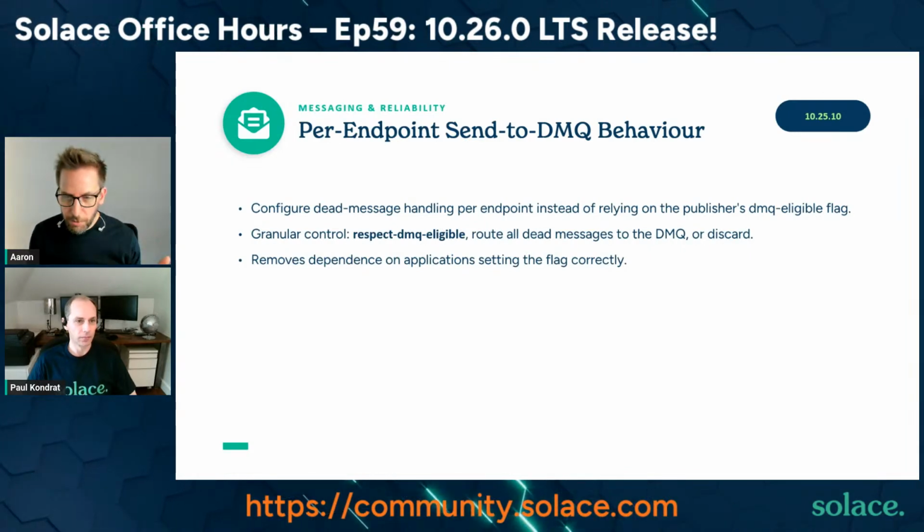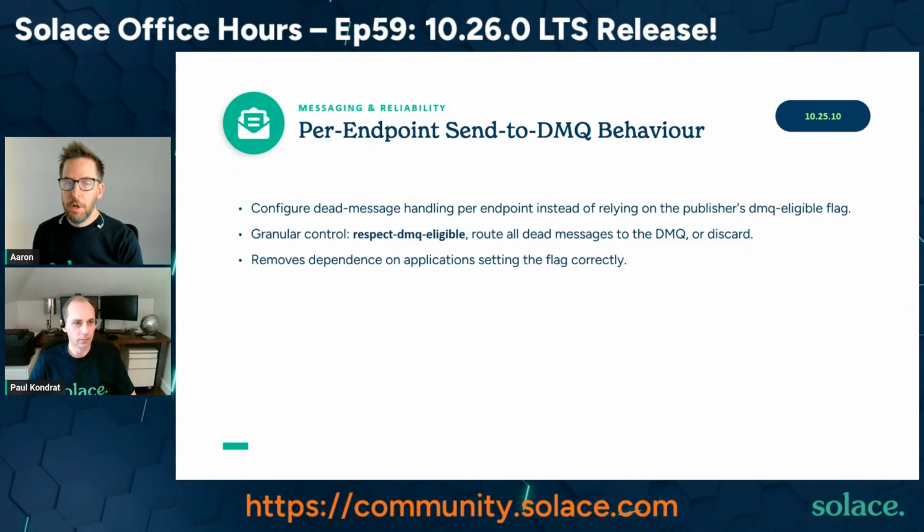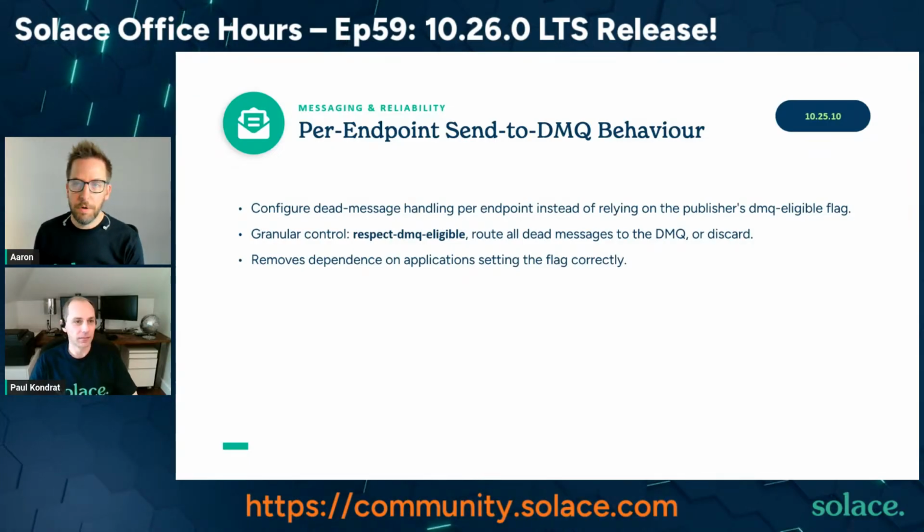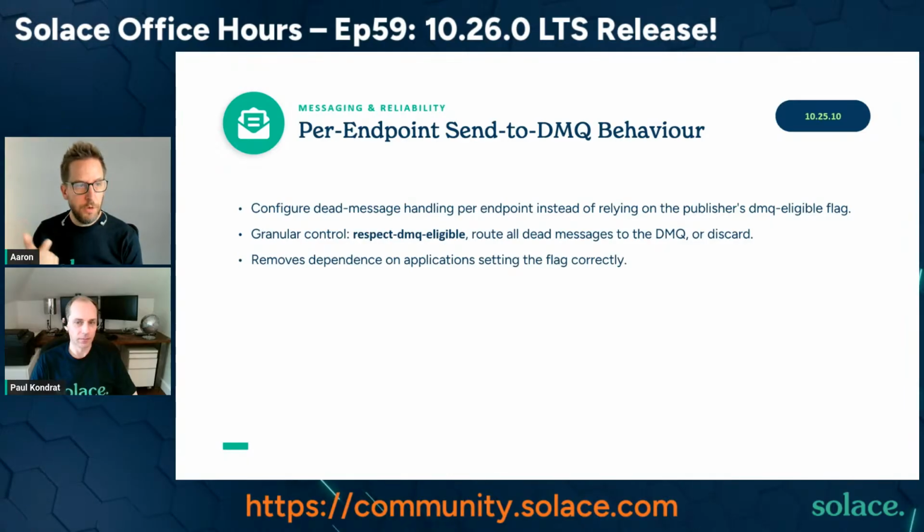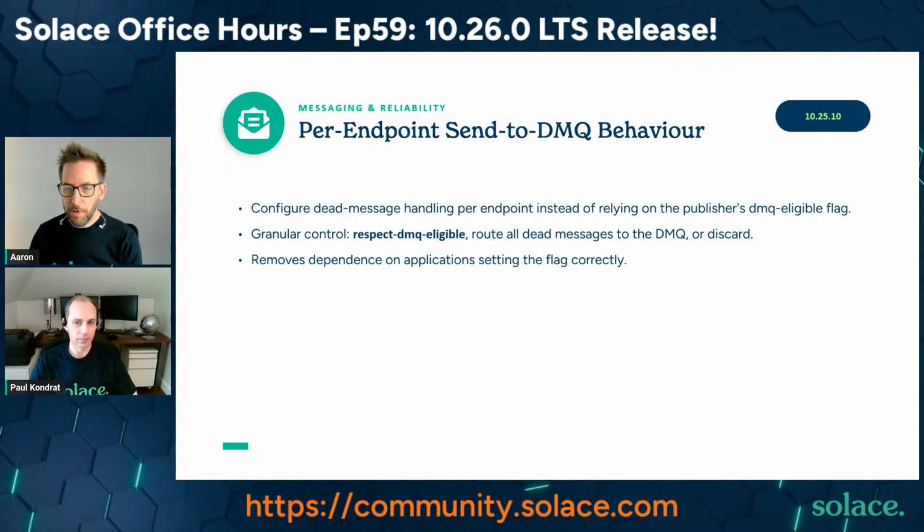I guess rewinding a little bit, up until this feature came out, the behavior of whether a message was eligible to go to your DMQ, in case there was a processing problem, the consumer could not process or consume that message, or too many redeliveries, it would get moved off to the DMQ or discarded. And it was up to the publisher to set on each published message a DMQ eligible flag, right? This is a per message setting that the publisher sets to say whether it is eligible to go to the broker.